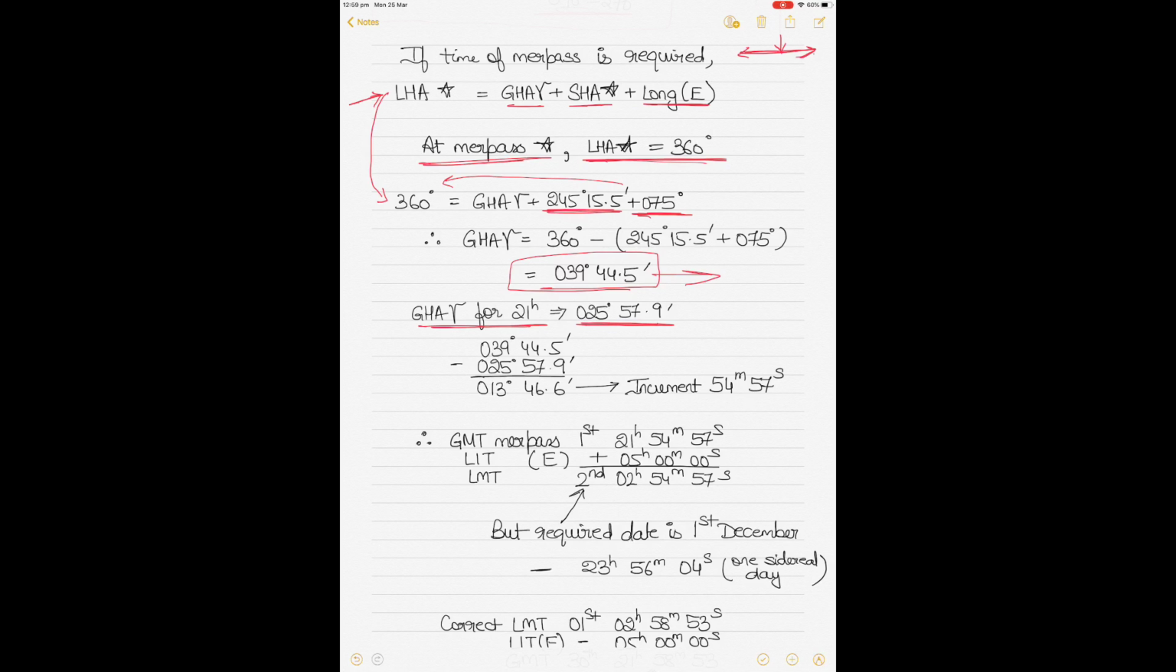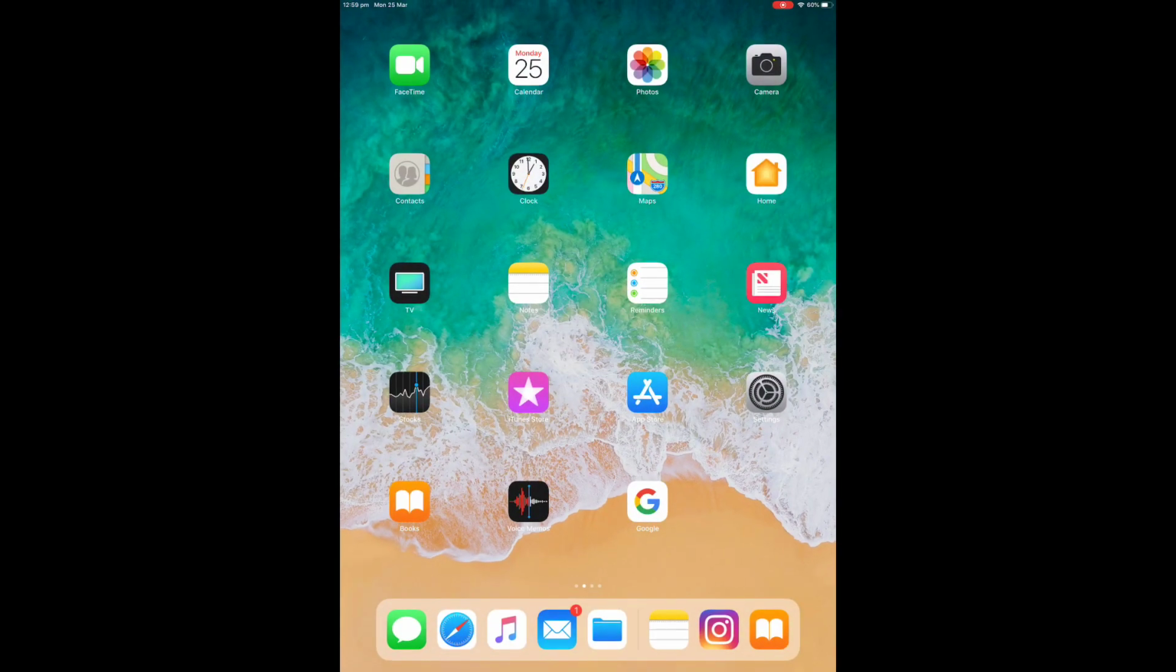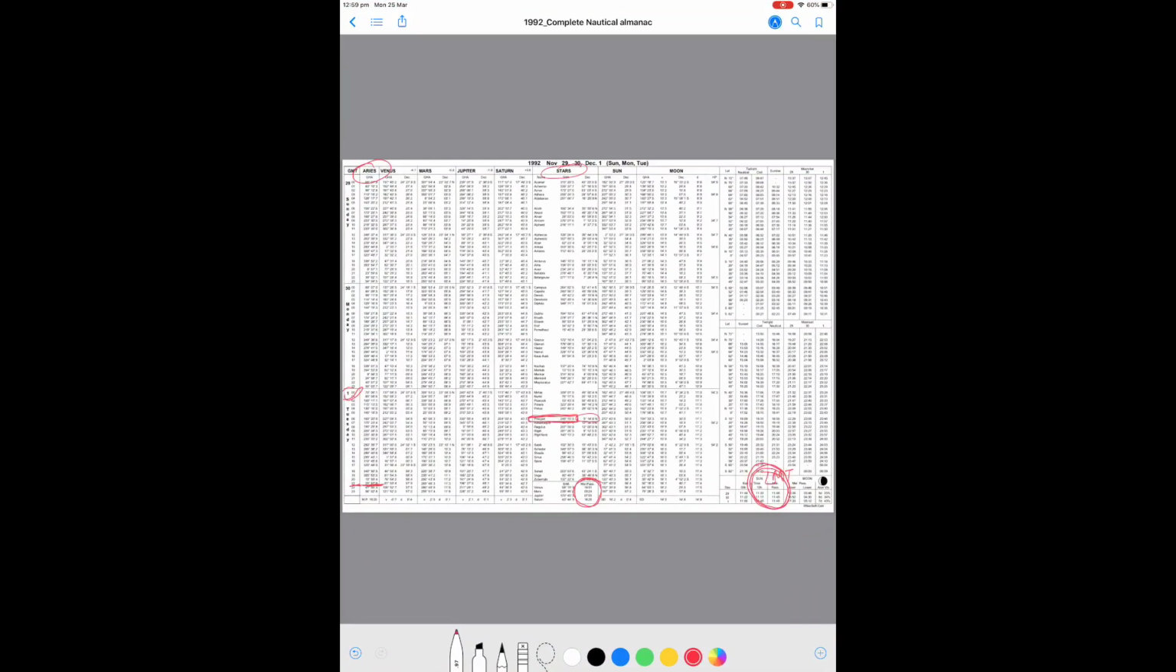So I subtract the GHA Aries for 2100 hours from 39 degrees 44.5. That gives me a remainder of 13 degrees 46.6 minutes, which I should find in the increment section. So if I go into the increment section for the stars, you'll have to work it out a little bit, you can't find it straight off.